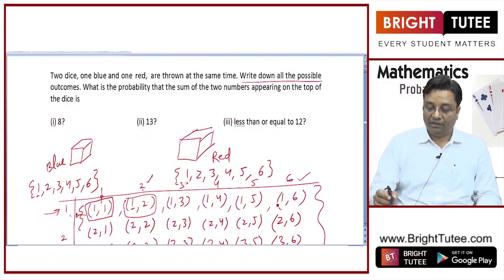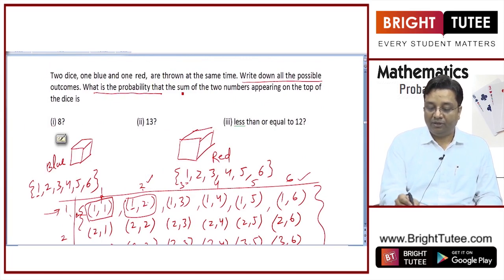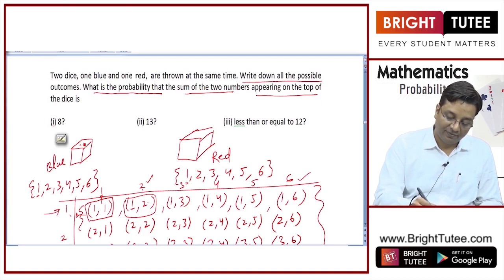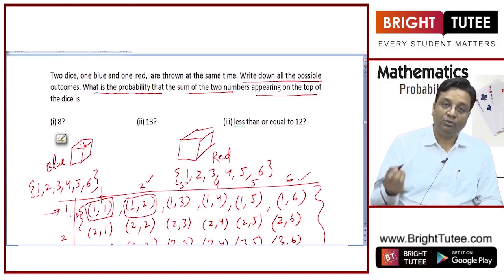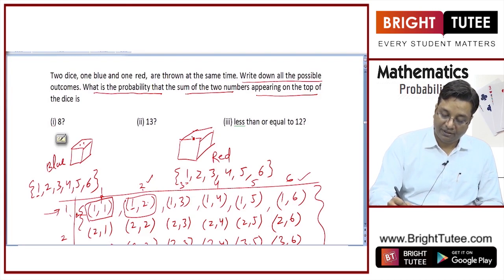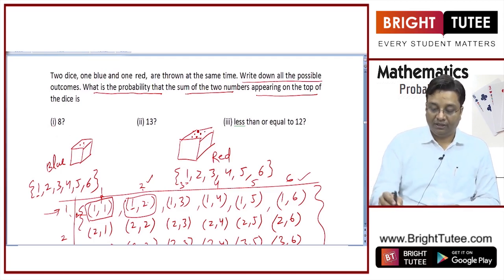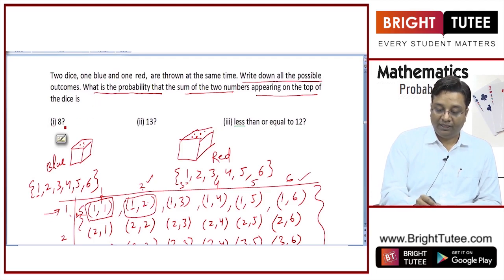Now, let us look at the question. What is the probability that the sum of the two numbers appearing on the top of the dice is? Let us say on the first die, this number appears 2. On the second die, it appears 4 on the top. So, what is the sum? 2 plus 4 is 6. So, we are talking about this sum here. What is the probability that the sum of two numbers is 8?